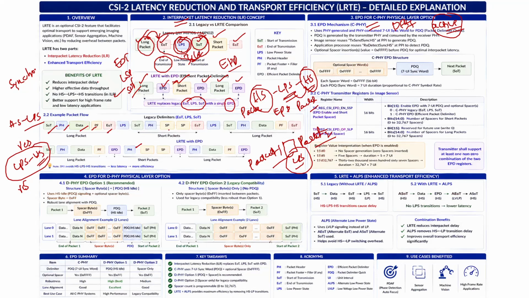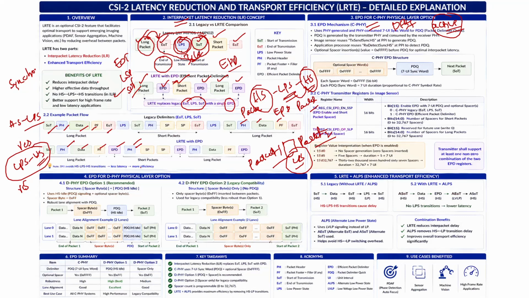And then LRTE with packet flow, how the packet flow is transferring: packet header and then data, packet footer, EPD, and packet header, again data you are transferring. In this way we are transferring the data, right? So packet header, data, packet footer, and end of transmission. That is the long packet and short packet methods, and then this data will be transferred with LRTE packet flow.